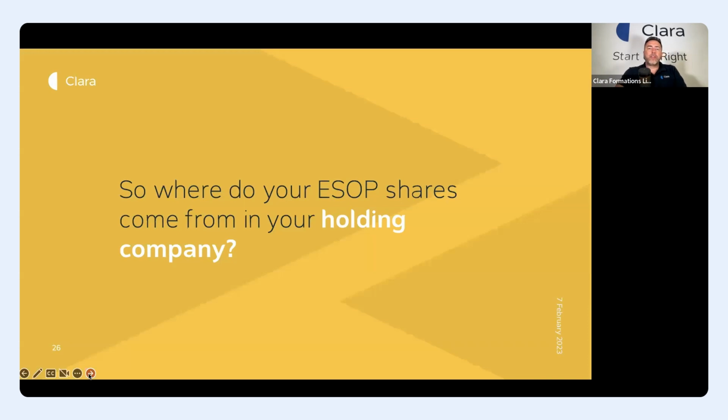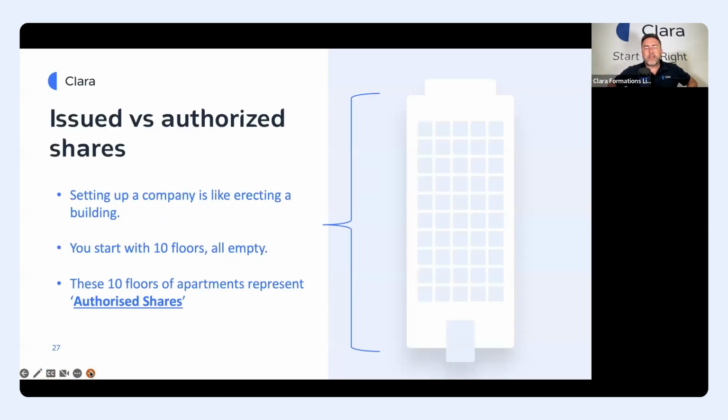So where do your ESOP shares come from in a holding company? One of the things that's interesting and gets a lot of founders confused when they're setting up the holding company for the first time is the concept of issued versus authorized shares. So we're going to talk about where the shares come from. Because when you do an ESOP pool, people think that they've got to transfer 10% of their own shares, and that's not the case at all.